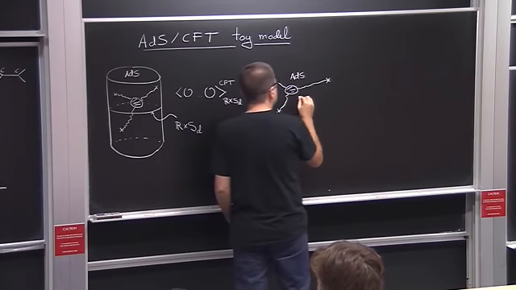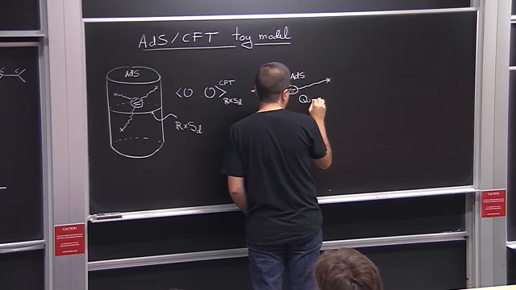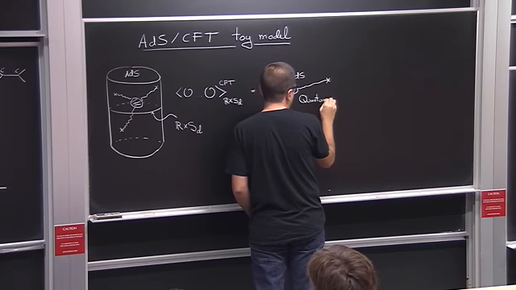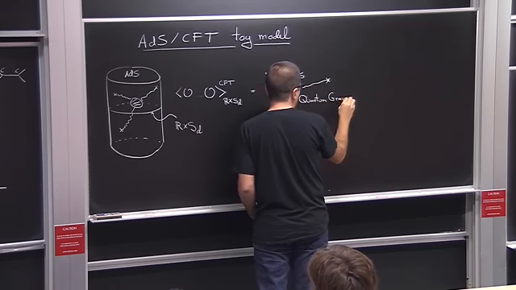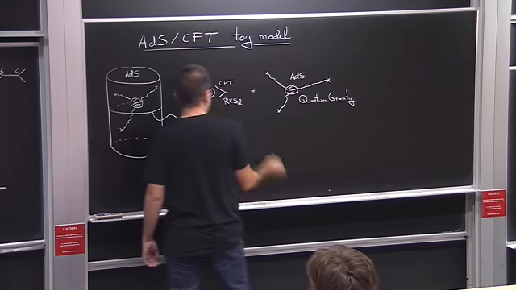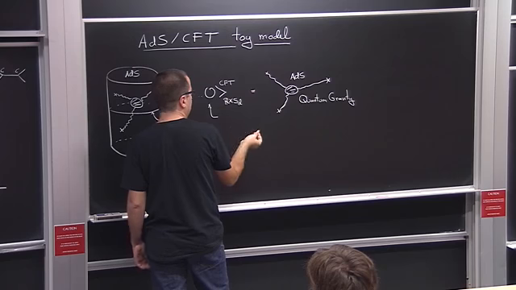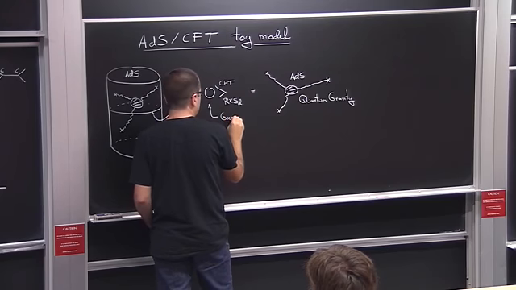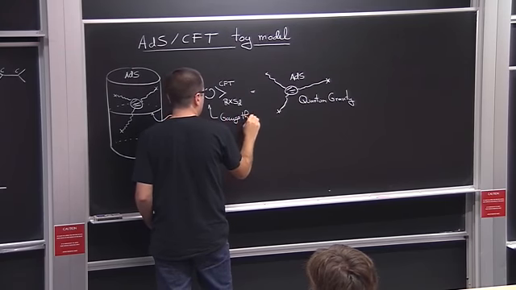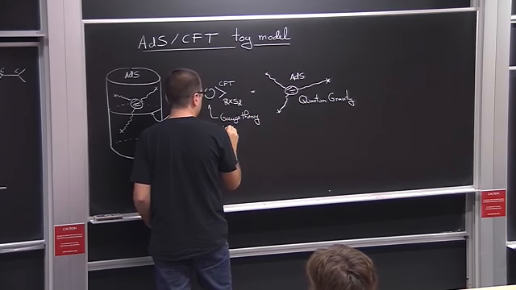And the point is that this interaction contains quantum gravity. It contains strings, whereas here, the typical examples that we consider, we have some gauge theory without gravity.